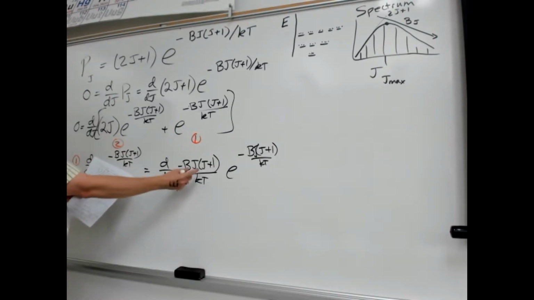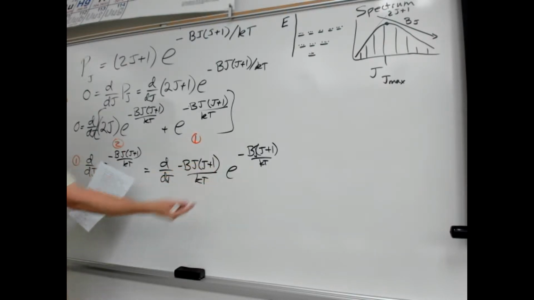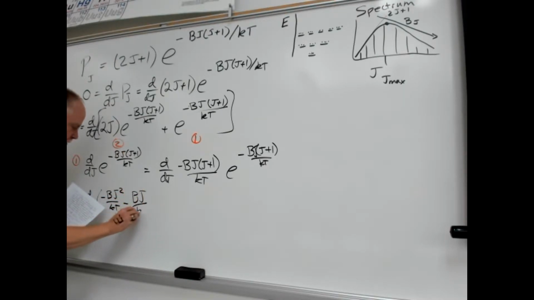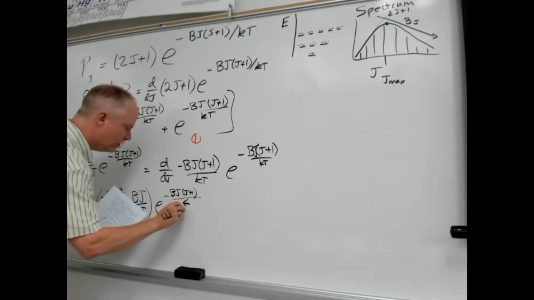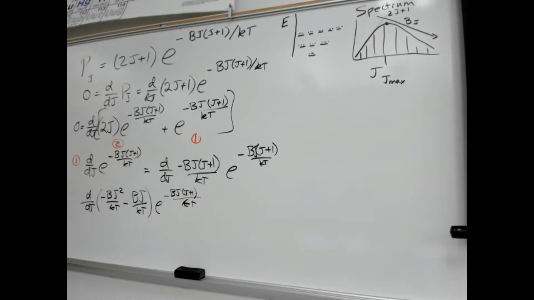Here it makes sense to go ahead and multiply this J through. So we have B times J squared plus B times J. Let's simplify this again. Minus, so now we have, like I said, I'm not going to skip any steps, J squared over kT minus J over kT. Everybody with me so far?